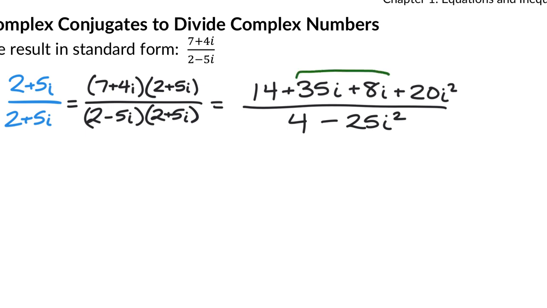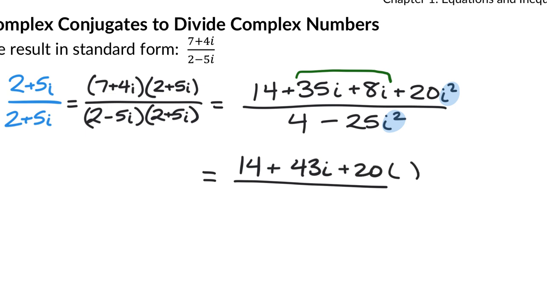We can see here there are like terms in the center, and I also notice that there are 2 places where I have i squared. So let's take care of all of that business in one fell swoop. We'll end up with 14 plus 43i plus 20 times negative 1 all over 4 minus 25 times negative 1.